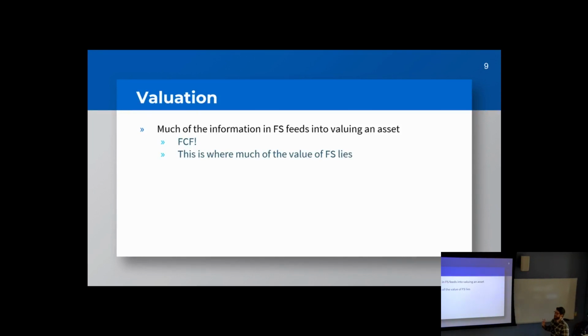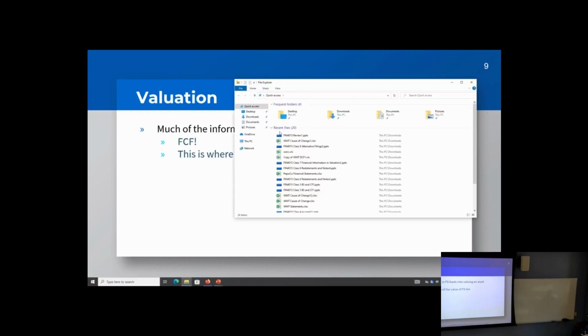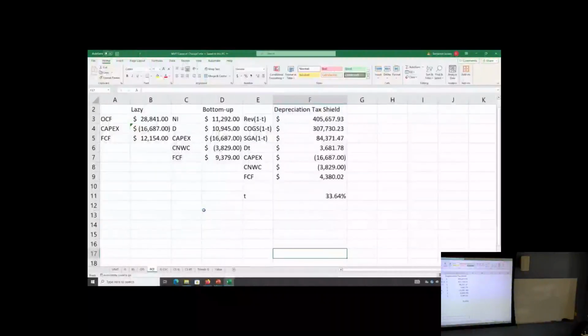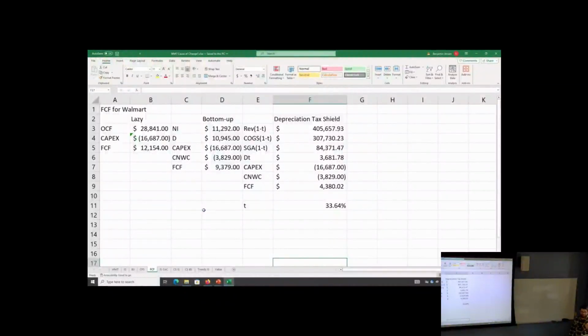There's 2 inputs, right? That's why we're calling it the lazy method. It's only including 2 measures of value to calculate free cash flow. What's the top item? What are we starting with? Operating cash flow. And then we're netting out capital expenditures, yeah.